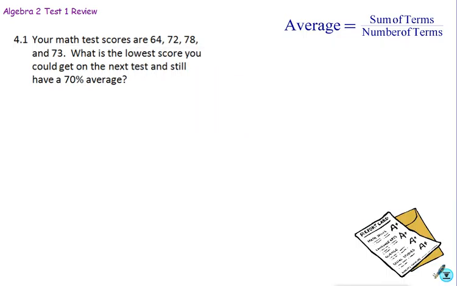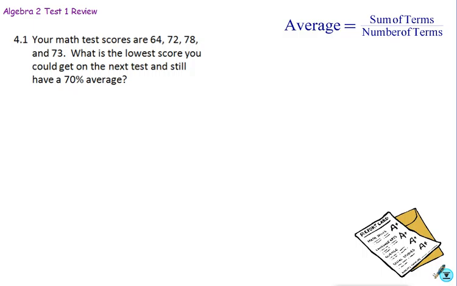Alright, so let's take a look at number 4. It says your math test scores are 64, 72, 78, and 73. So you've had 4 tests so far, and then it says what is the lowest score you could get on the next test and still have a 70%, right, which would be a C average.